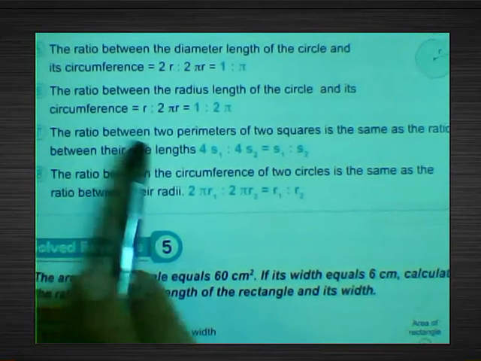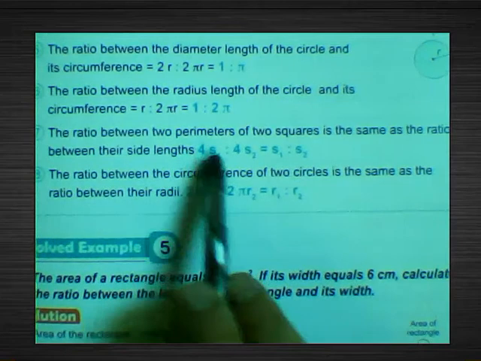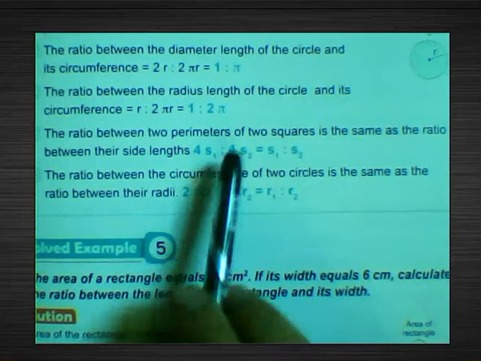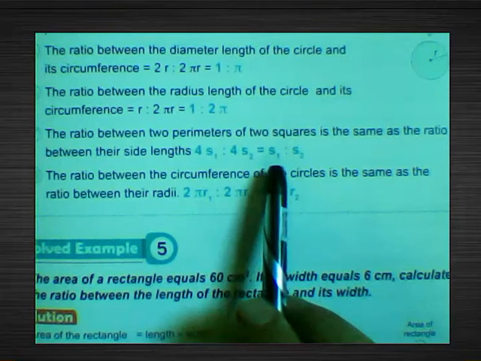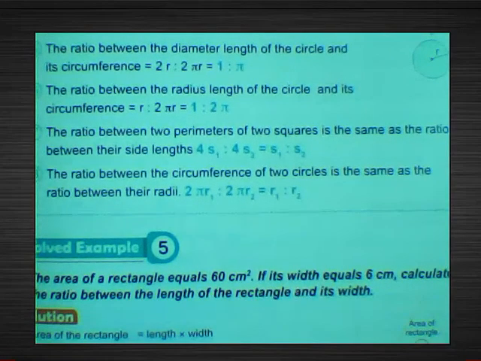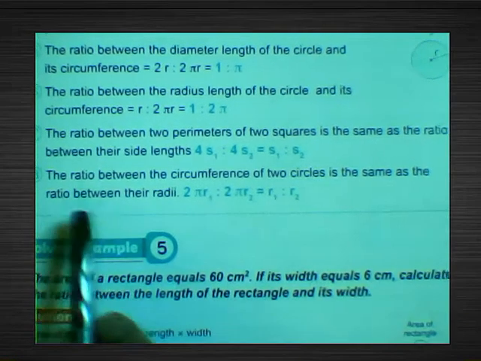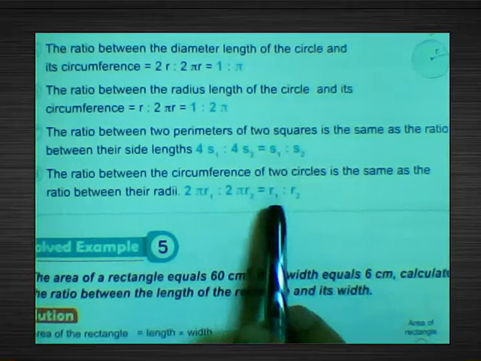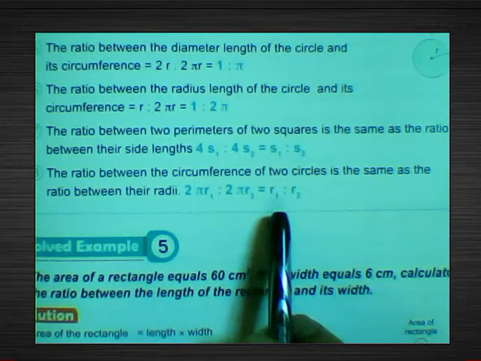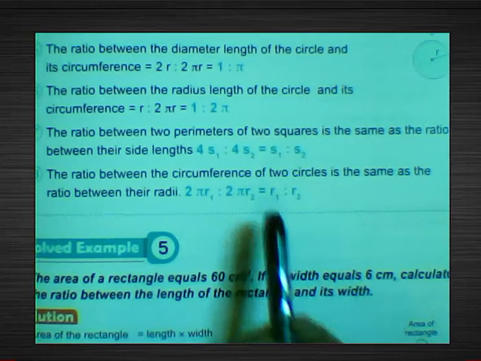Number 7, the ratio between two perimeters of two squares is the same as the ratio between their side lengths. 4 S1 is the perimeter of the first, to 4 S2 is the perimeter of the second. So the result will be S1 to S2. S1 refers to side 1, and S2 refers to side 2. Number 8, the ratio between the circumferences of two circles is the same as the ratio between their radii. 2 pi R1 to 2 pi R2 equals radius 1 to radius 2, that is R1 to R2.